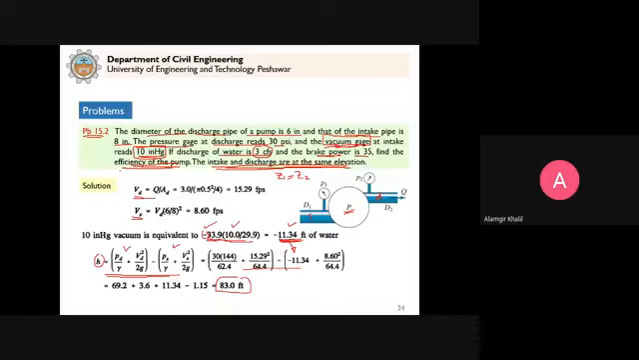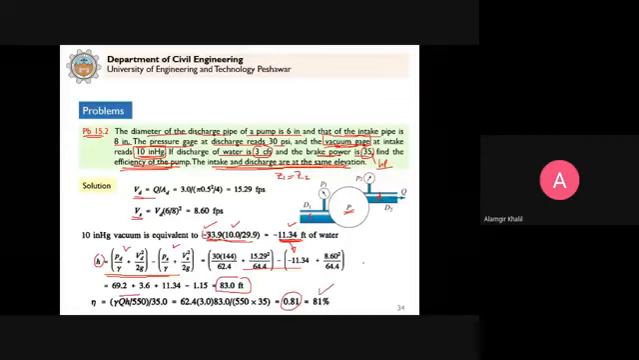And now we can calculate the efficiency, the output power divided by the input power. The output power is gamma QH divided by 550, so that it is in horsepower, because the input power is given as 35 horsepower. Clear? HP. So now the efficiency comes out to be 0.81, or 81%.